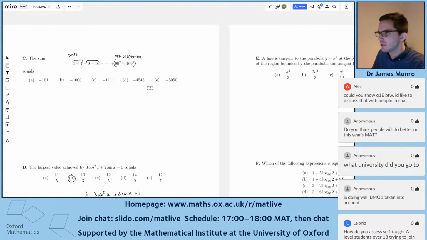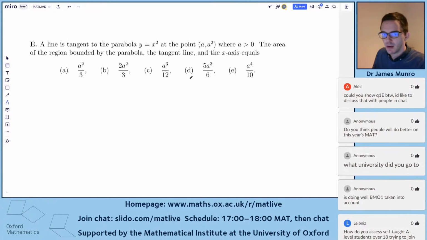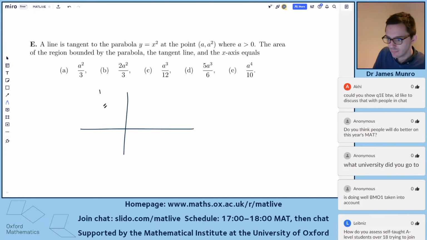People want to do 1E with chat? Do we do 1E? 1E. Yeah, okay. 1E. Cool. I would draw a picture for 1E. I'll draw the picture and then chat can talk about it. There's the picture. A is positive. This is A squared. We would like this area. Okay, and chat is going to tell you how to do that question.